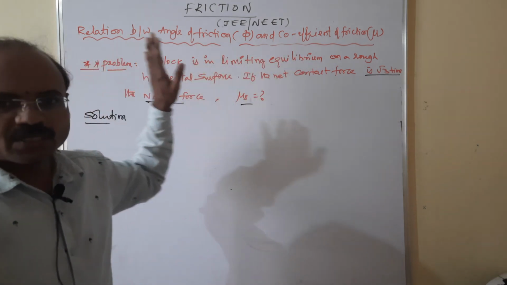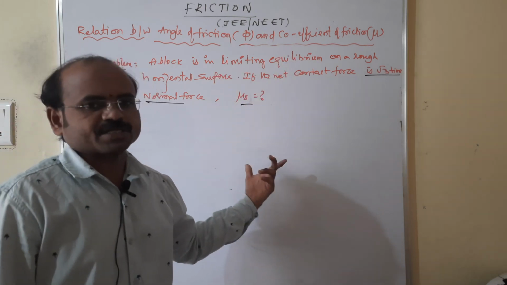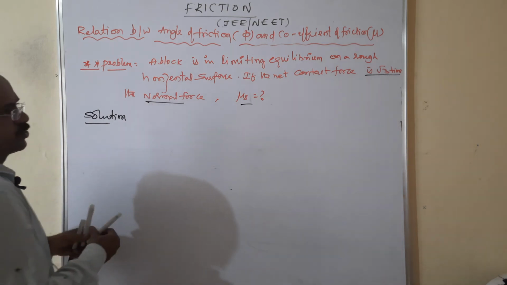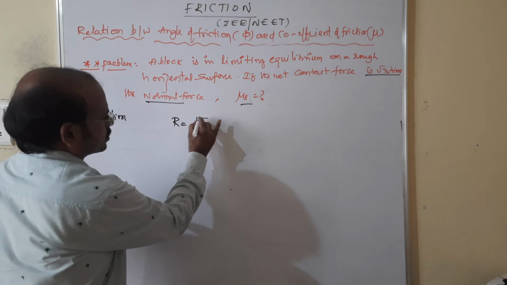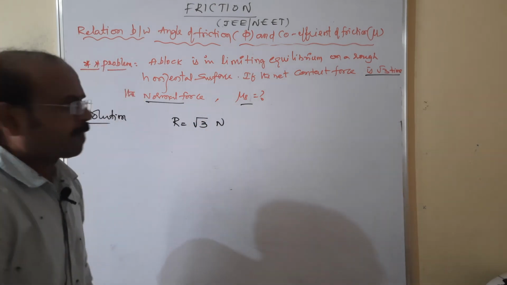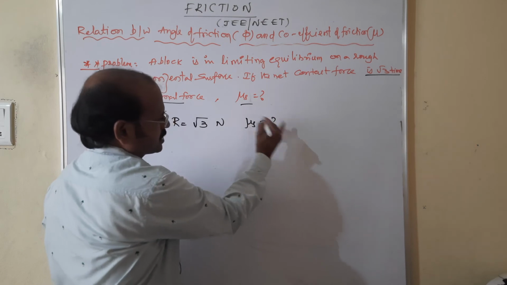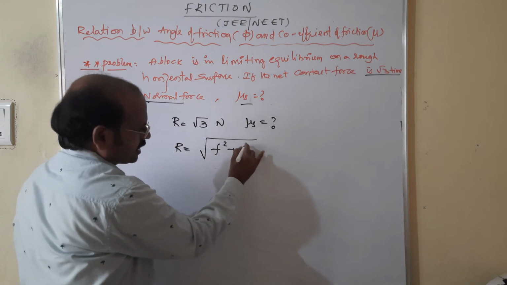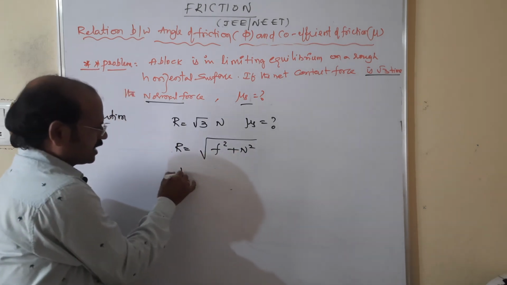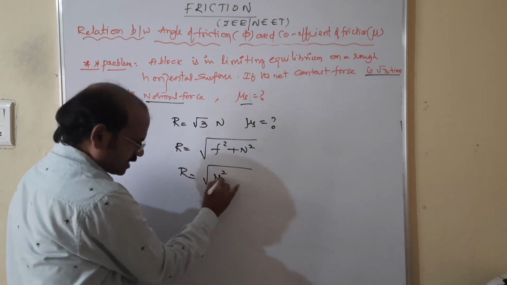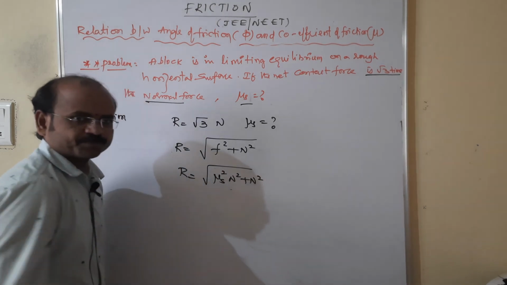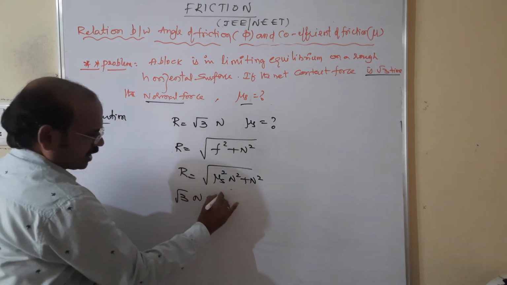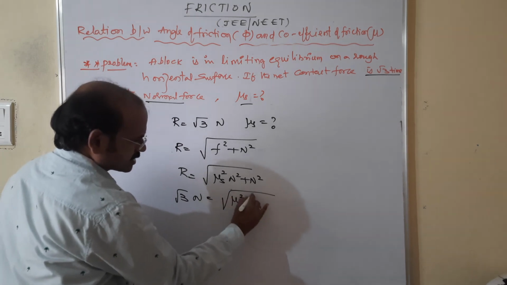Read the question thoroughly and write the given data first. What is given here? Root 3 times the normal force. So I'll write like this: root 3 times, that is capital R is equal to root 3 into N. This is given, but it is asking for the coefficient of friction. So we know the relation capital R is equal to root over F square plus N square. Also we know F is μs N, so directly the given is root 3 into N, and here you write root over μs square N square plus N square.